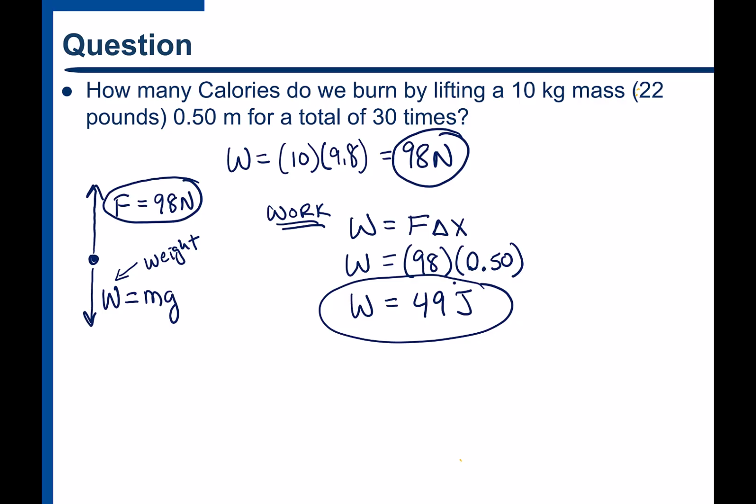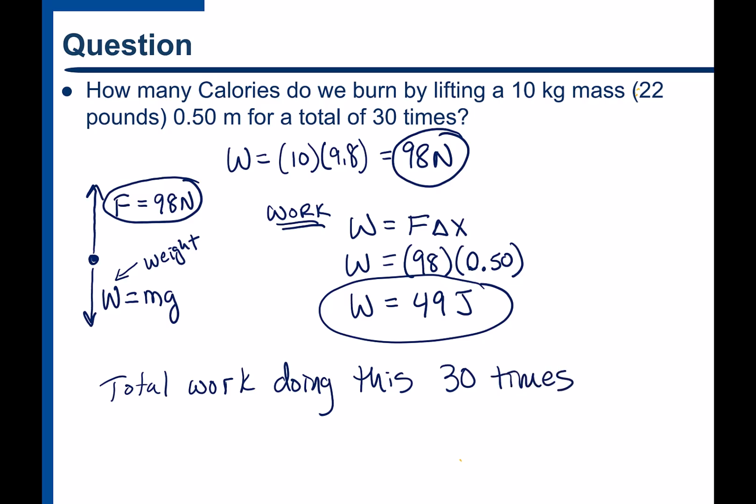So now it says we want to do that 30 times. So the total work doing this 30 times is just going to be 30 times 49. So then the work that you would do total would be 1,470 joules.